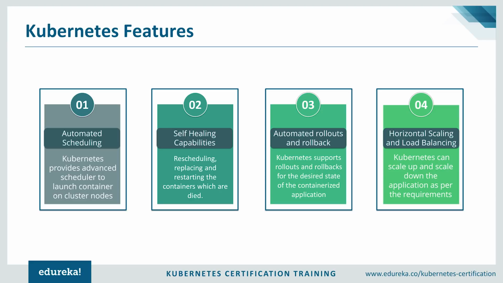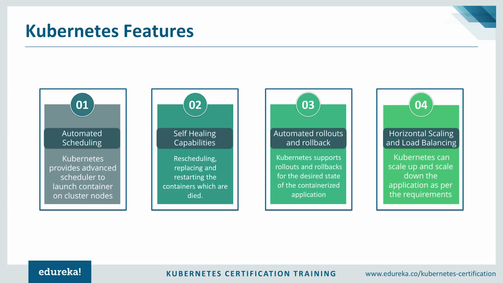Not only this, but Kubernetes also automatically mounts the storage system of your choice, whether local storage or a public cloud provider such as GCP, AWS, or a network storage system like NFS, iSCSI, Gluster, Ceph, Cinder, or Flocker. So it also restarts containers that fail, replaces and reschedules the containers when nodes die. It also kills the containers that do not respond to your user-defined health checks and doesn't advertise them to the clients until they're ready to serve.